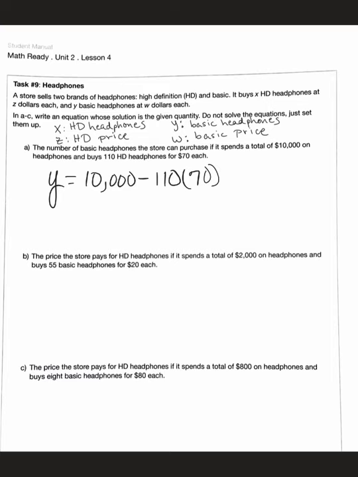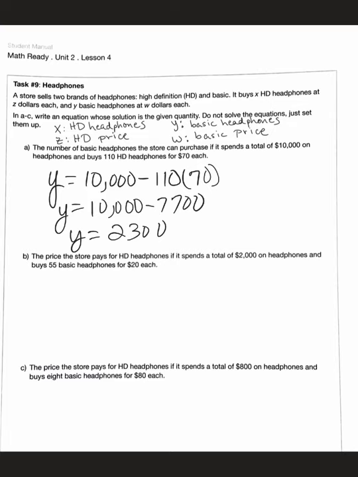Okay, that's going to give me, when you multiply 110 times 70, you get 7,700. Okay, and then you subtract. Okay, so you have $2,300 left to purchase basic headphones with out of that original $10,000.